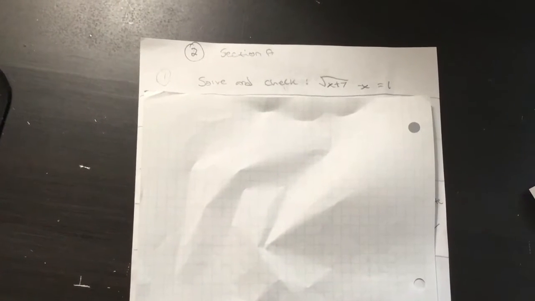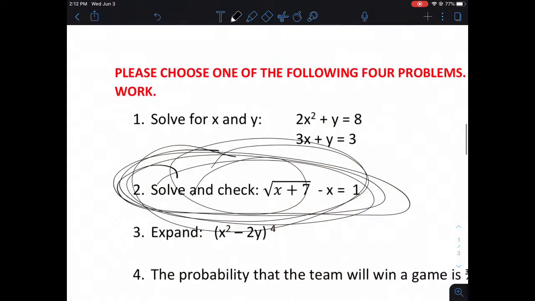Today we're going to be looking at two problems. The first one is number 2 from section A. The problem reads, radical x plus 7 minus x equals 1. I will now show you which one I'm referring to on the iPad.